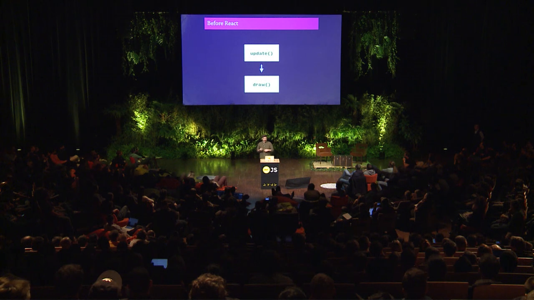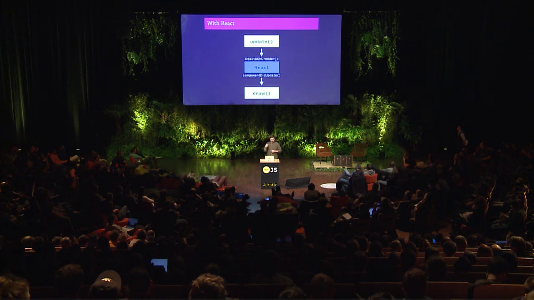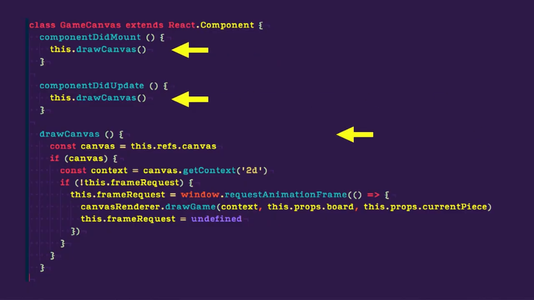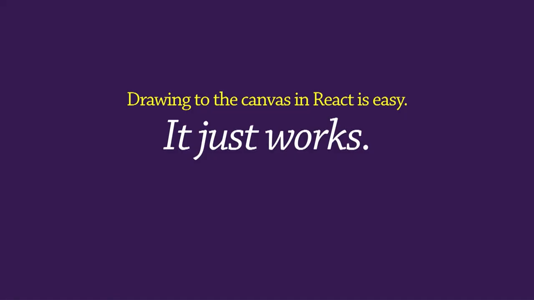So yeah, I showed you this before. We have update, then draw. But when we move to React, instead of calling draw directly from update, we're actually going to call ReactDOM.render and then let React handle the draw inside of componentDidUpdate. So it looks kind of like this. You have componentDidMount and componentDidUpdate that's going to handle both that first draw and then every one after that. And I really thought this was going to be super difficult to implement, but it turns out it just works. It was really easy.